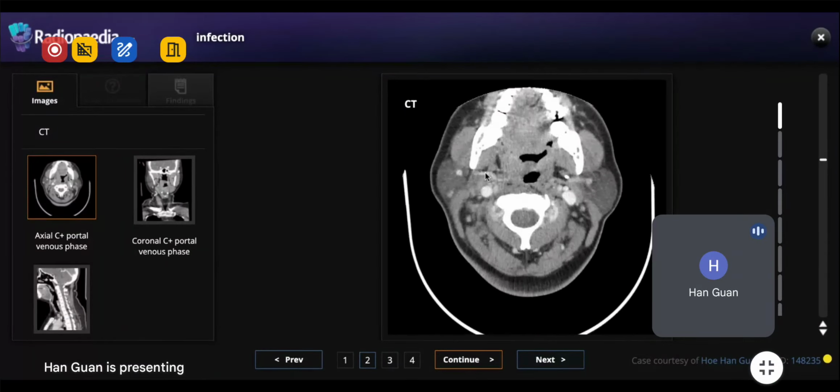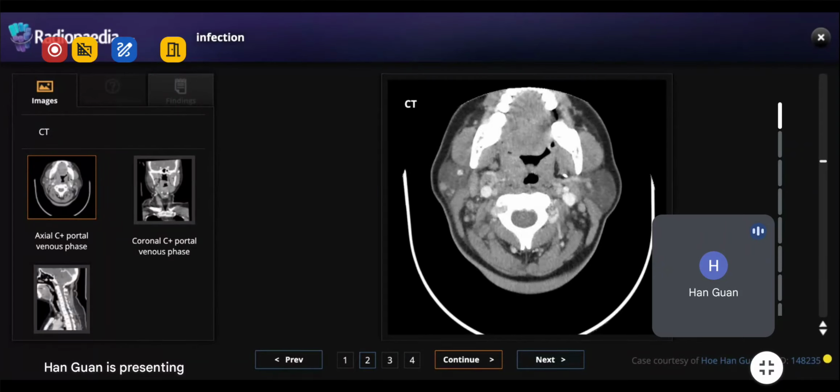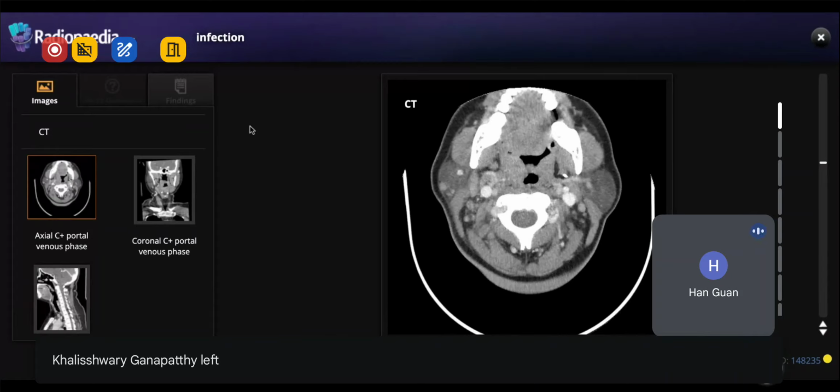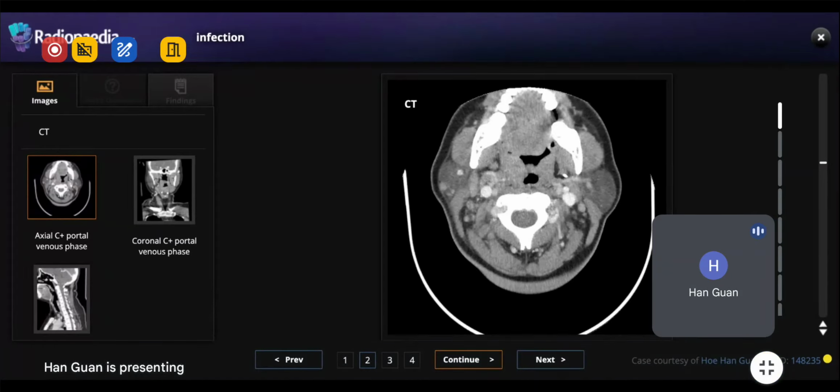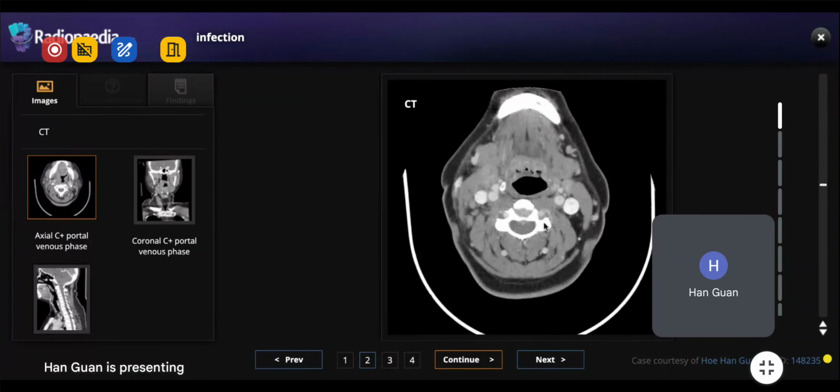I'll just say this is a case of acute right tonsillitis. As you can see, the typical tiger stripe appearance on the right side, but you don't see any ring enhancing collection to suggest abscess. Okay.